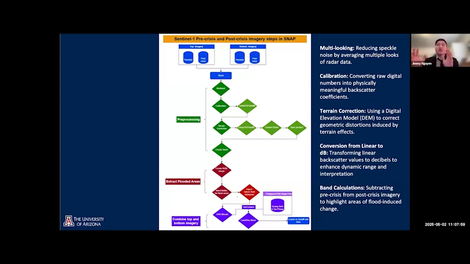And then after that, I use terrain correction, where I input a digital elevation model to correct the geometric distortions induced by the terrain effects. And one of the last steps in my pre-processing stage, I converted the linear backscatter values to decibels in order to enhance the dynamic range and for interpretation. So at the end of the pre-processing steps, in order to extract and identify the flooded areas, I subtracted the pre-crisis imagery from the post-crisis imagery to highlight areas of flood-induced change.